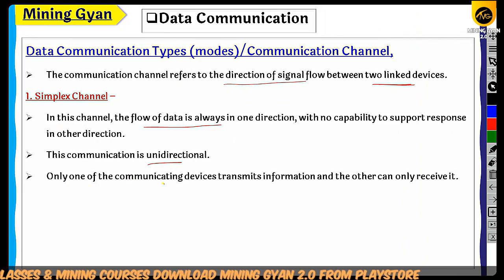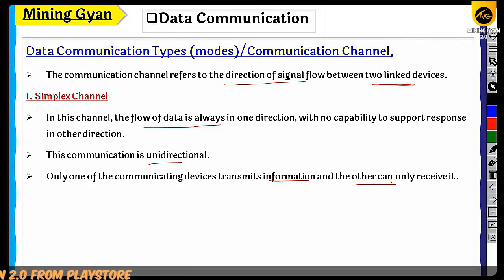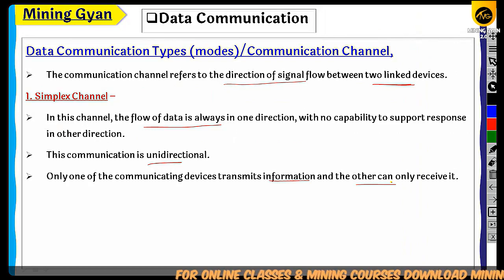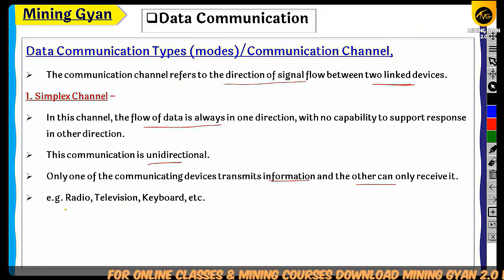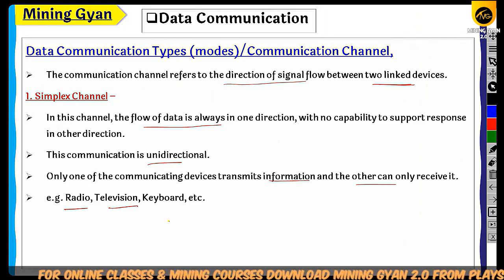Only one of the communicating devices transmits information and the other can only receive it. Like radio. Radio transfers the data in sound or audio form, and listeners can receive the data in the form of audio. There is no possibility that the listener can transmit a response to the radio station. So that is an example of the simplex channel. Examples are radio, television, and keyboard, which are also types of simplex channel.